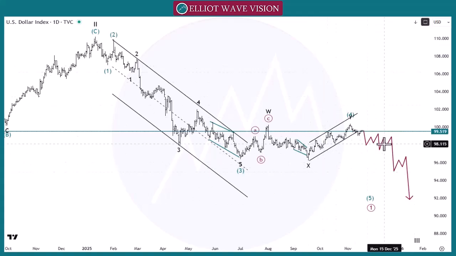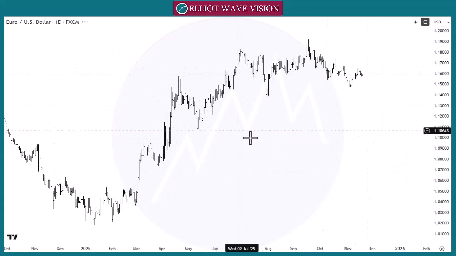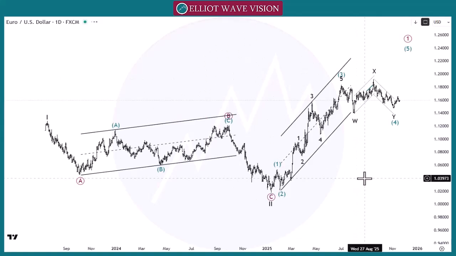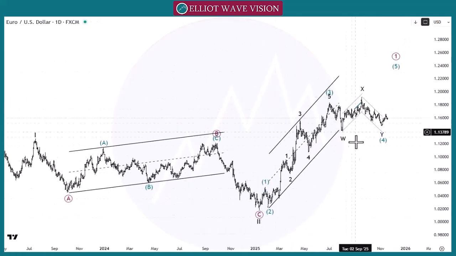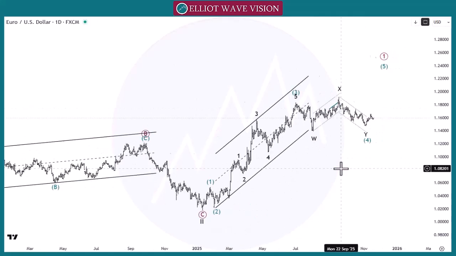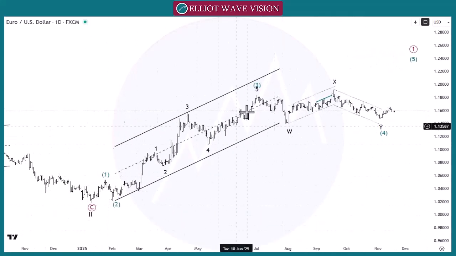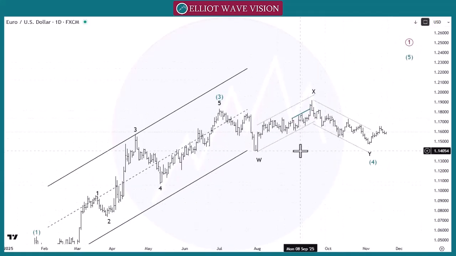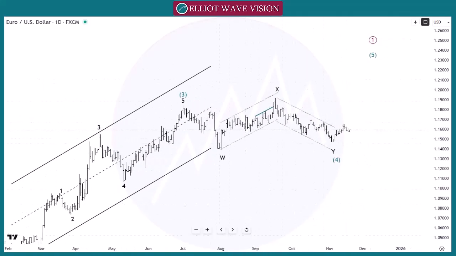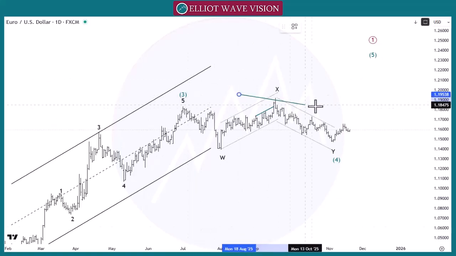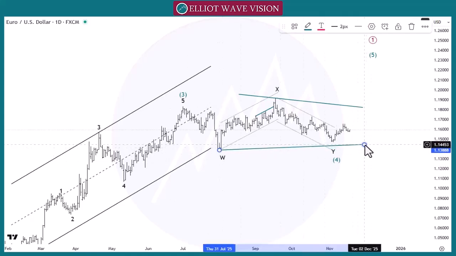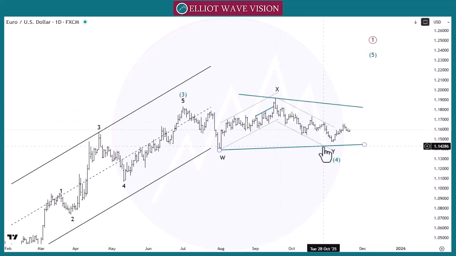So let's go towards the Euro USD. In Euro USD, we count the same as DXY but in the opposite direction, on the bullish side, like wave 1, wave 2, wave 3, 4 and then 5. So let's check. We count this move like WXY, A, B and C, or like a triangle at this point. Wave A, B, C.